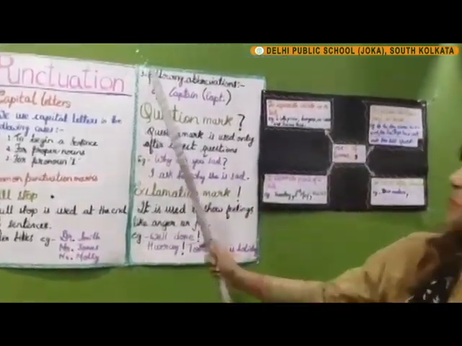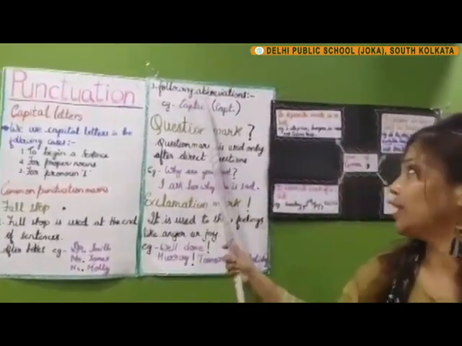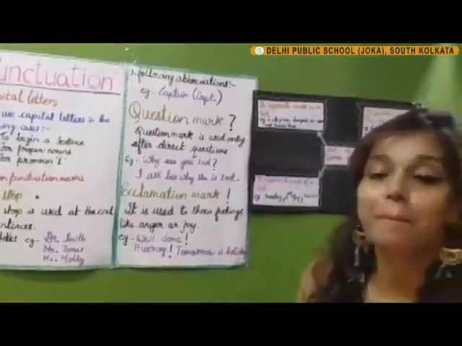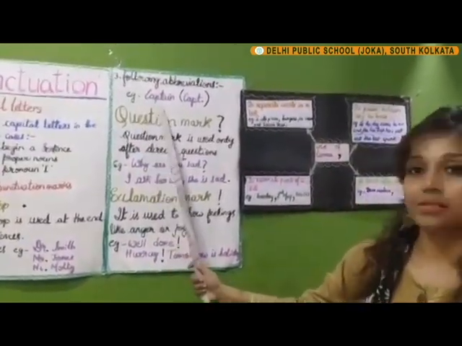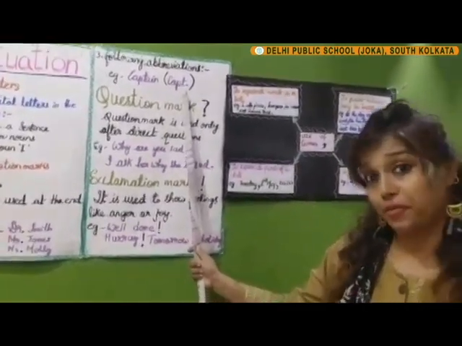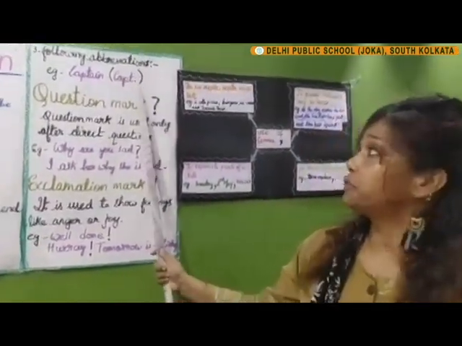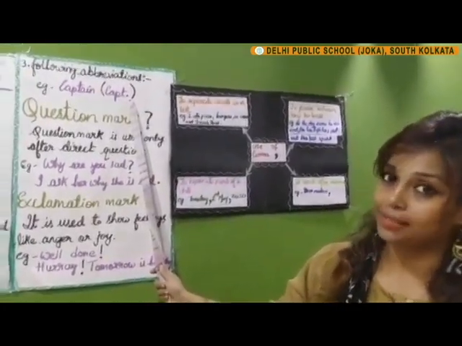Next is following abbreviations. Now don't get scared of this long word, abbreviation. I've given an example here to make you understand the word better. That is the example, captain. Now if you write the word captain as C-A-P-T, that is a short form of the word captain, you put a full stop here to indicate that that's a short form of the word. Okay?